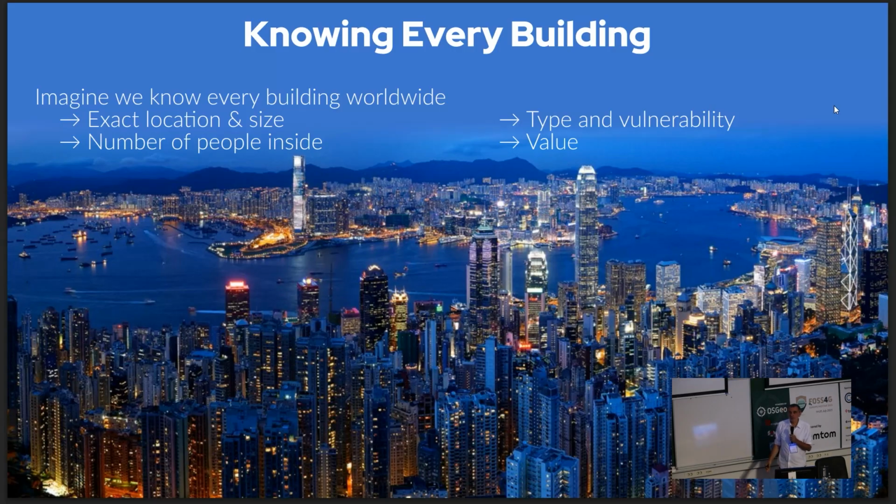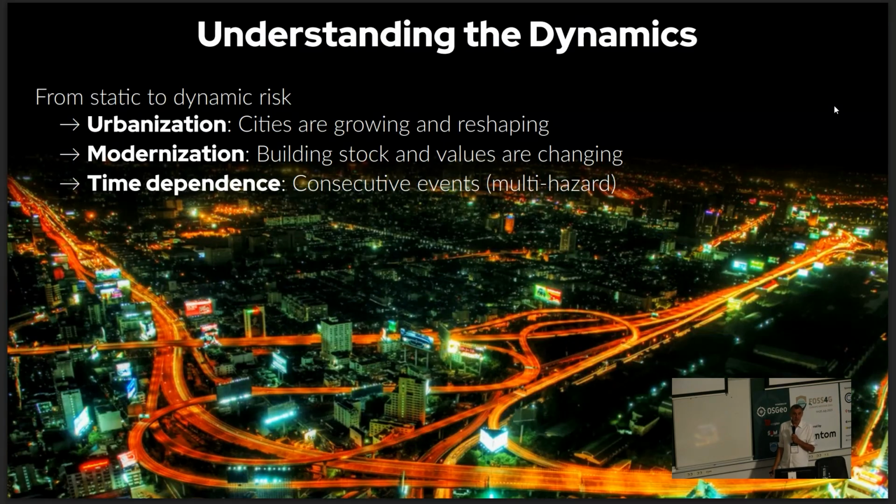So what we actually want to know to assess the risk to natural hazards globally is every building: the exact location and the size, its structural type, its vulnerability to the different hazards, the number of people that are expected to be in the building, and of course, when you go into economic losses, also the value of these buildings. The issue is, of course, that the building stock is not something completely static. We actually have a very dynamic system.